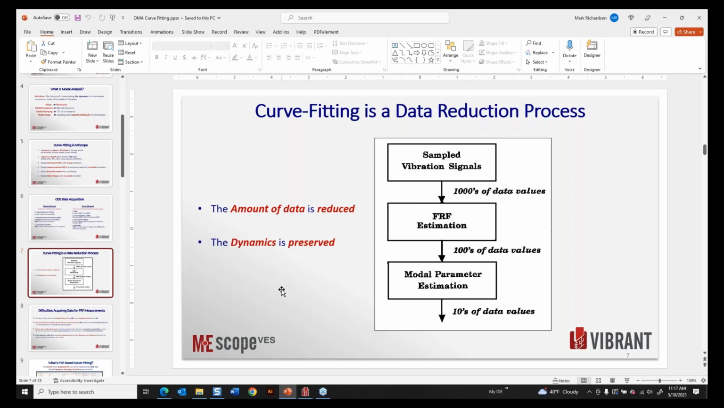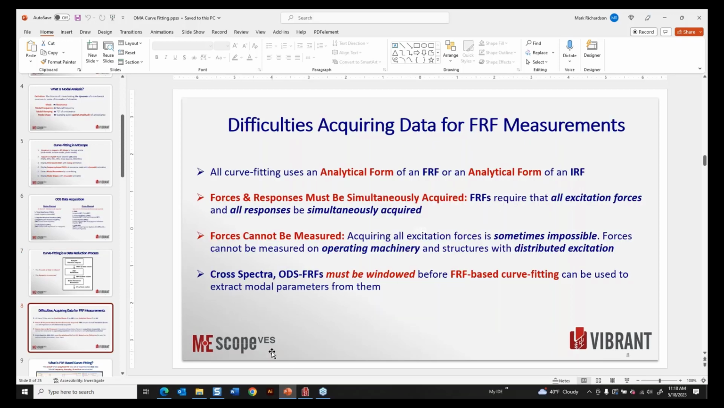Okay, here's another way to look at curve fitting. It's a data reduction process. So we collect thousands of time waveforms, TWFs. We calculate maybe hundreds of FRFs, and we curve fit them, and we end up with a handful of modal parameters. But here's the difficulty with making FRF measurements.